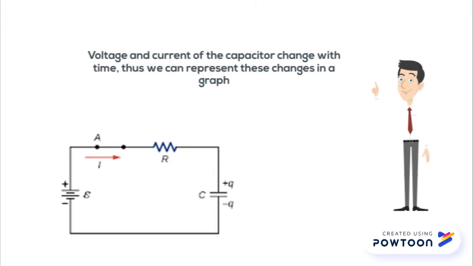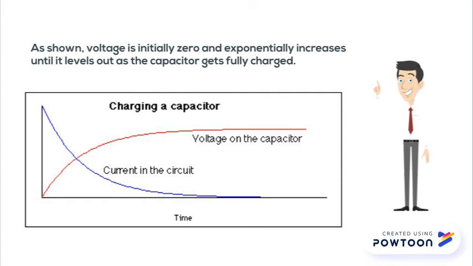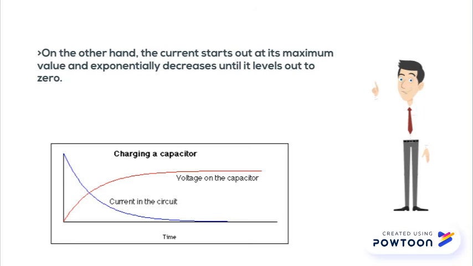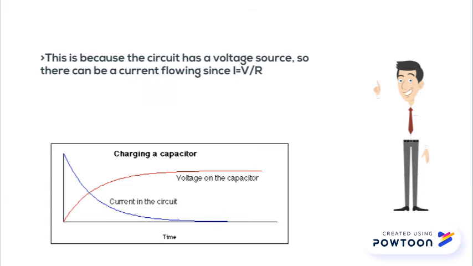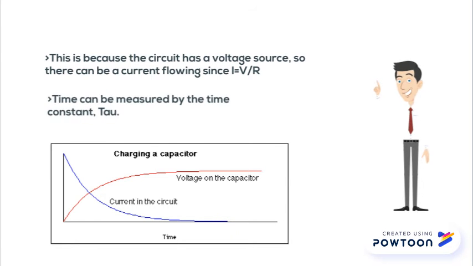Voltage and current of the capacitor change with time, thus we can represent these changes in a graph. As shown, voltage is initially 0 and exponentially increases until it levels out as the capacitor gets fully charged. On the other hand, the current starts out at its maximum value and exponentially decreases until it levels out to 0. This is because the circuit has a voltage, so there can be a current flowing since I equals V divided by R. Time can be measured by the time constant tau.